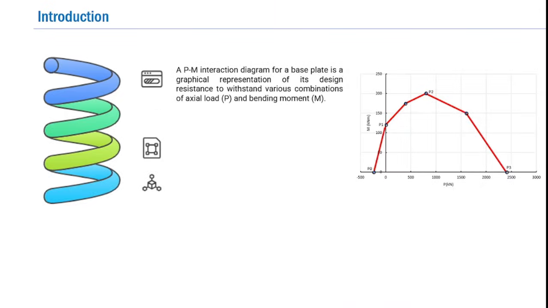So a PM interaction diagram for a base plate is a graphical representation of its design resistance to withstand various combinations of axial load P and bending moment M. A typical PM interaction diagram is shown on the right side, wherein you will find that along the x-axis is plotted the axial load P in kilonewton, whereas along the y-axis is given the corresponding bending moment M in kilonewton meter.